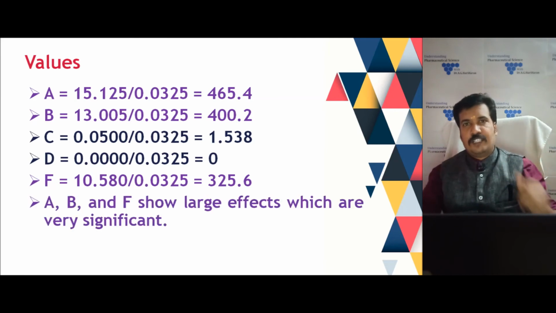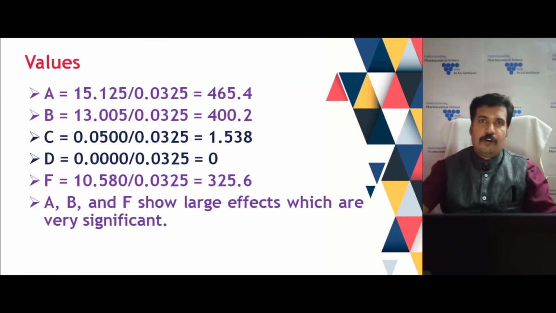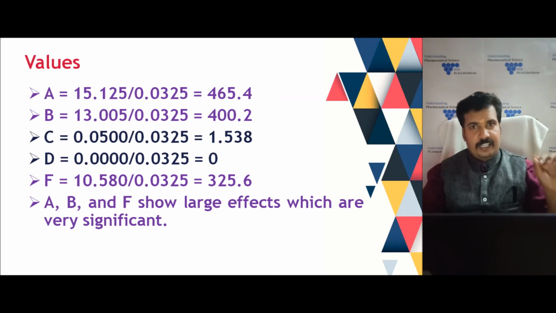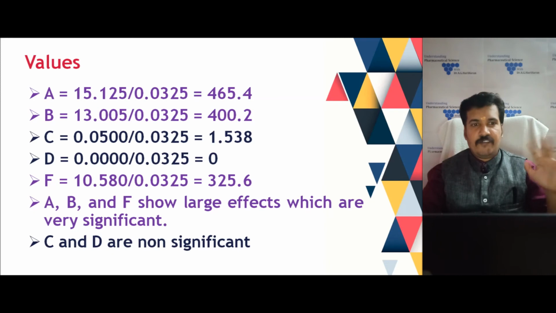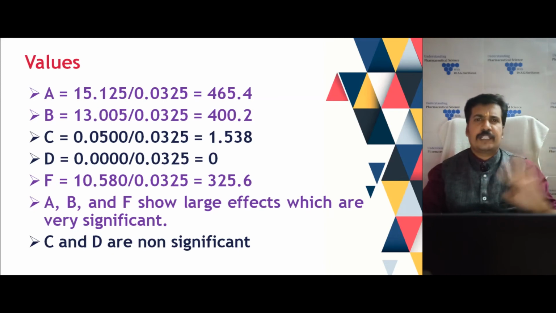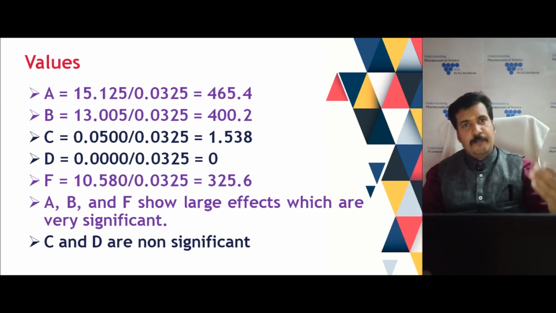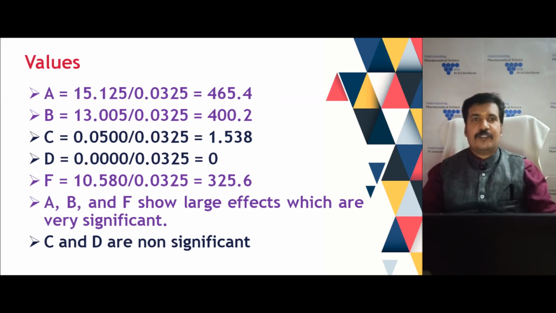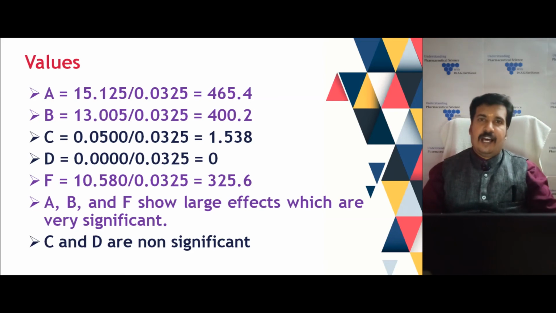So out of this, if we see the values, what we end up with is that A, B and F values are very high. So they are significant factors which are needed for the product formation. Whereas the values of C and D are very low, which is insignificant in nature. So our work is to optimize only A, B and F variables. This can be done with other methods.